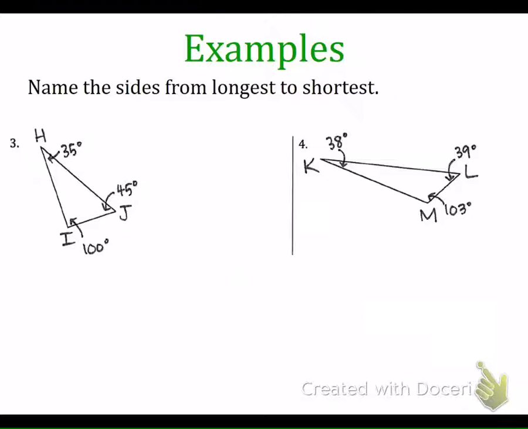So of those angles, we have a 35-degree angle, a 45-degree angle, and a 100-degree angle. Which one's the biggest? The 100-degree angle. So across from the 100-degree angle is which side? HJ. Good. You need both letters. Perfect. All right. Which one would be next? 45. And across from the 45 is HI. Good. And then the last one would be across from the 35, and it would be IJ.